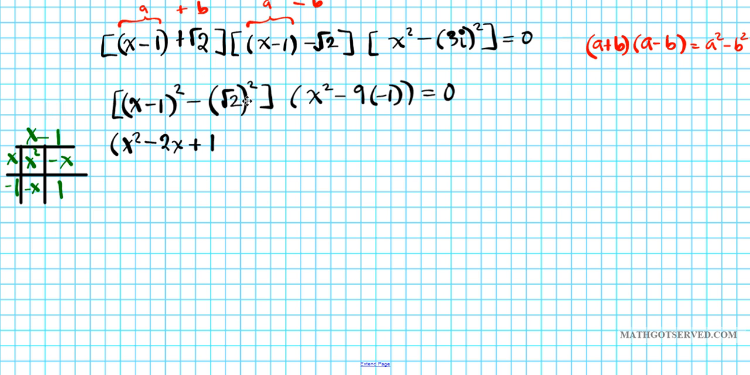And then what happens when you square the square root of 2? You get 2, right? The square and the square root are inverses, so they cancel each other out. So we're left with x squared minus 9 times i squared, which is 1 times negative 1, so it's plus 9. So we have x squared plus 9 equals 0. Now let's combine like terms. We have x squared minus 2x minus 1 times x squared plus 9.